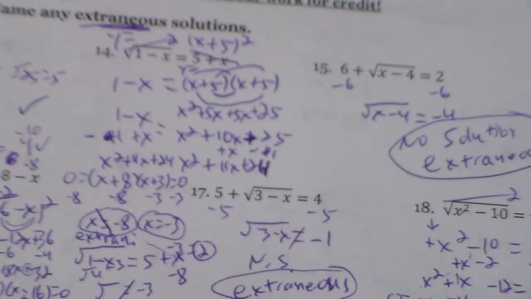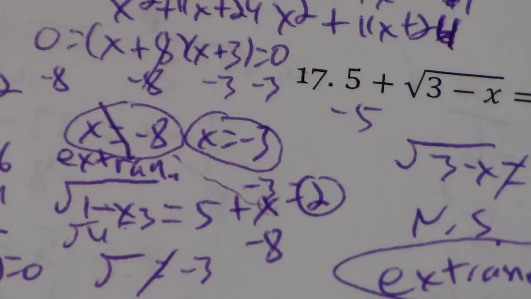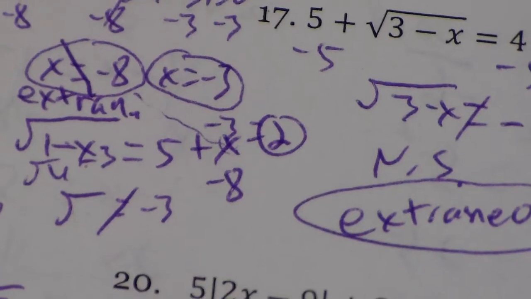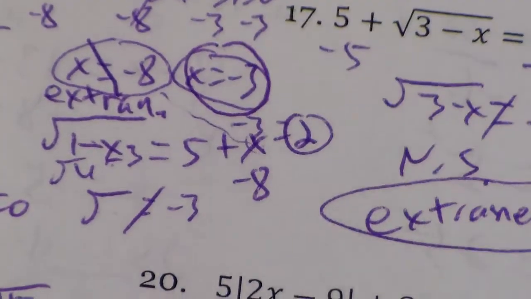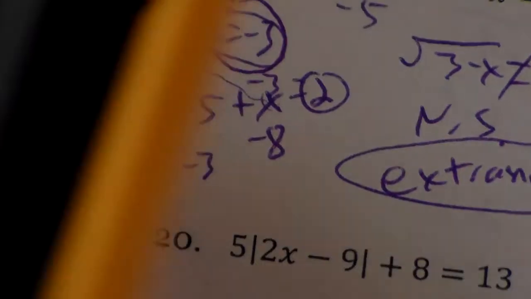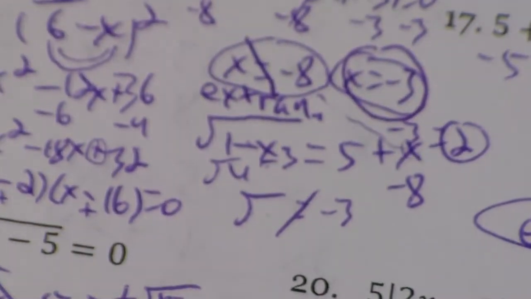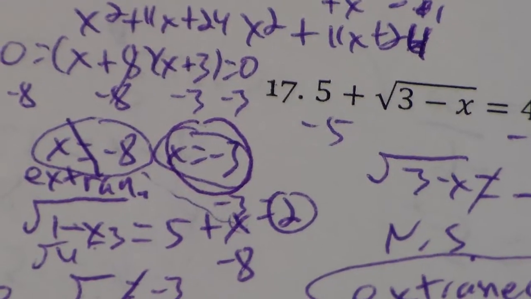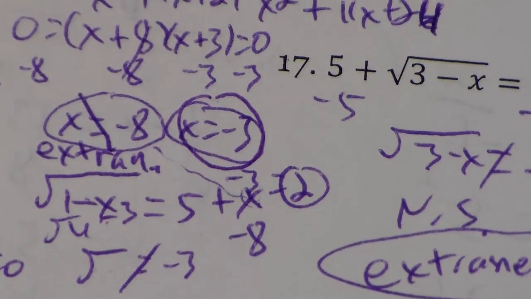So then we go back to our original, remember all that work we did for number 14? And there it is. -3 was our solution, remember? -3 is our solution. And so that's correct because that's also the intersection that we found on the calculator. x equals -3, right there. Beautiful, so that's how you do it on the calculator.